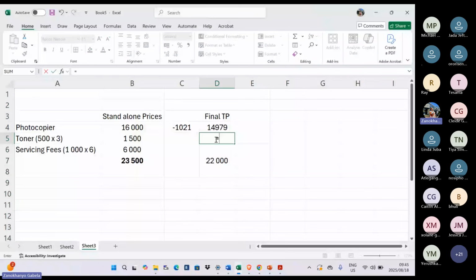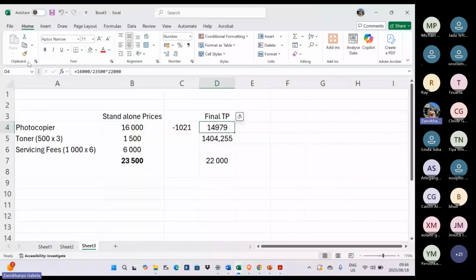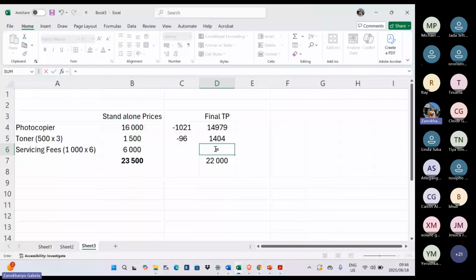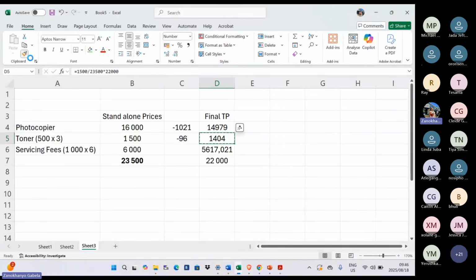So 1.5, then divided by 23,500, then multiply by 22,123. Voila. Oh, nice. It's like eating a Woolworths cake, guys. Okay, perfect. So how do we calculate now? The difference is going to be that minus that. Then we do the same thing now. It's going to be 6K 123 divided by 23,500, then multiply by 22,123. Perfect. Let me just do that.